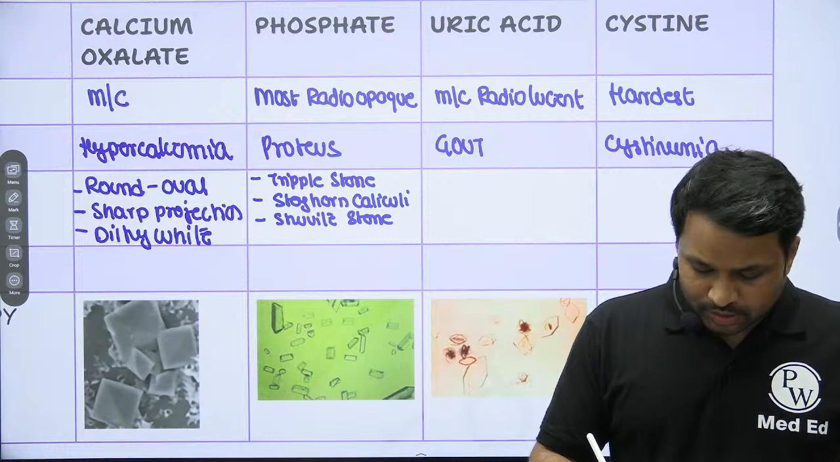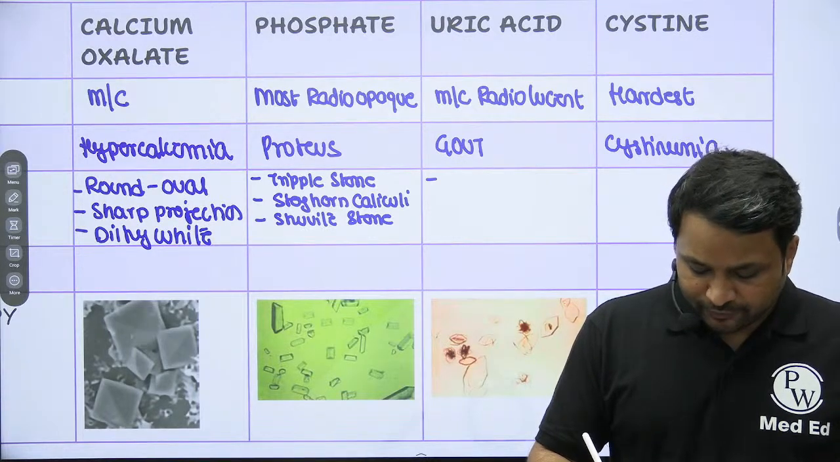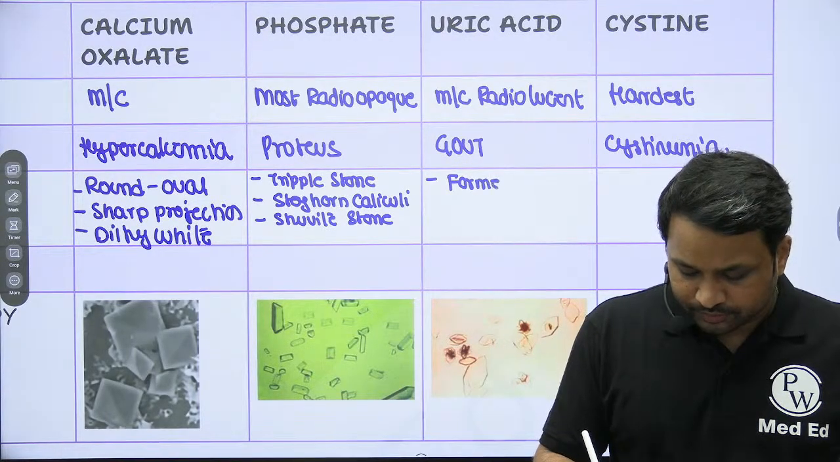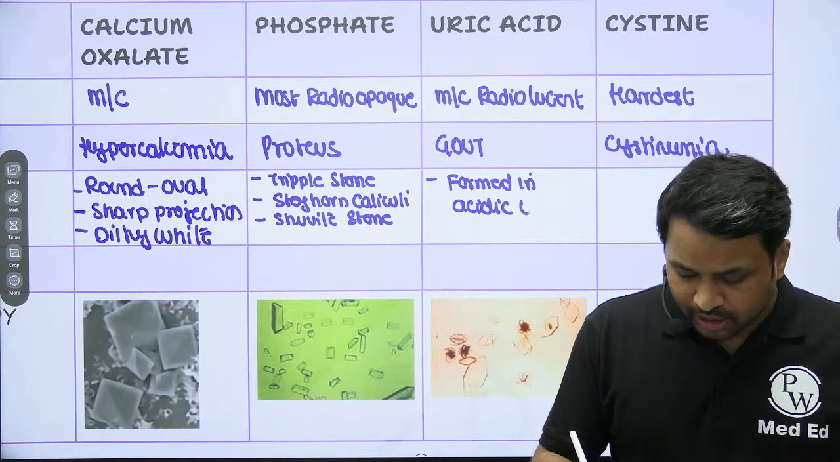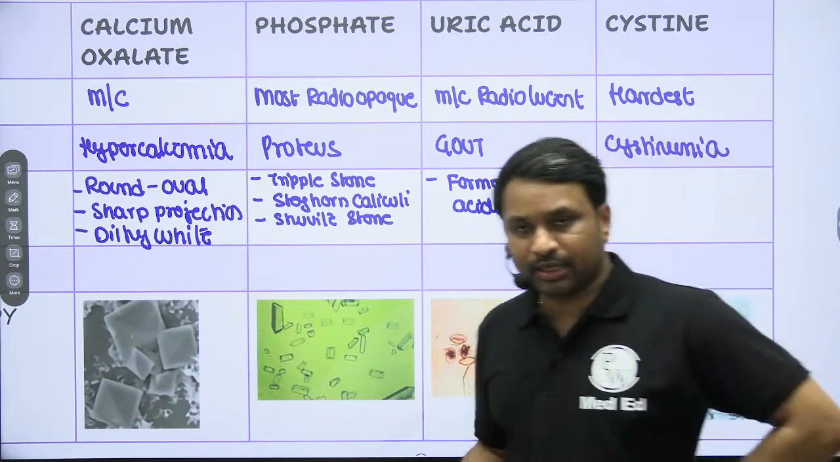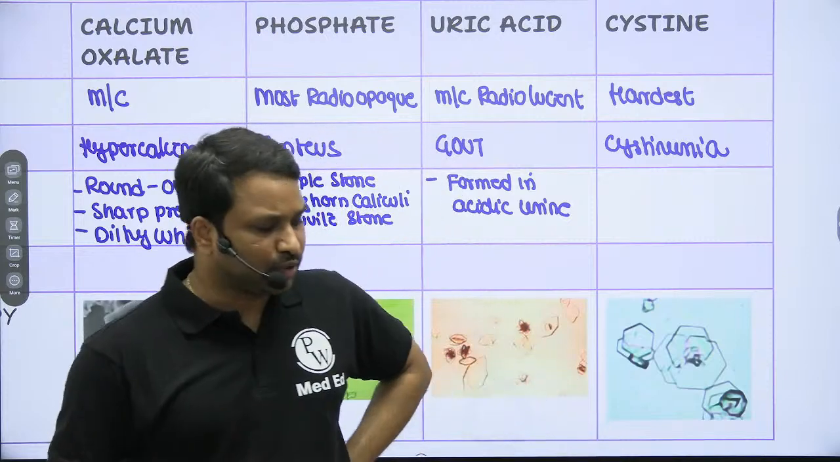Uric acid stones, on the other hand, are formed in acidic urine. So here you don't need to go and operate. If you convert the urine back to alkaline, the stones will disappear. Hence the drug of choice here is acetazolamide.